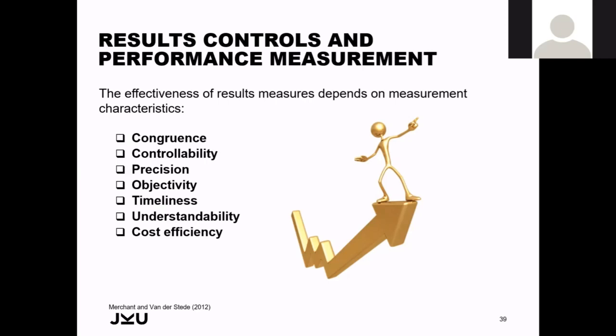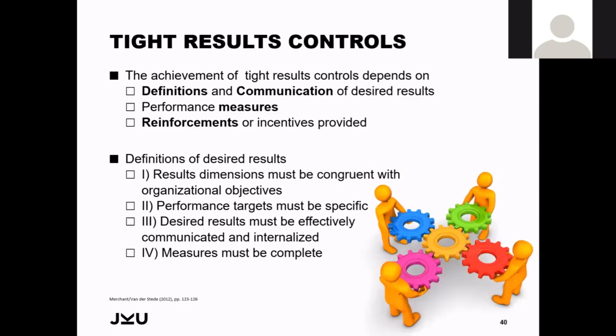The timeliness, naturally: if employees don't know in what time frame they should reach the result, it may also be demotivating. Understandability: employees ought to understand and comprehend their task and the results. And cost efficiency, naturally, would be an aspect to watch. Also, the cost benefit aspect of the control mechanism. Smart goals would be the key.